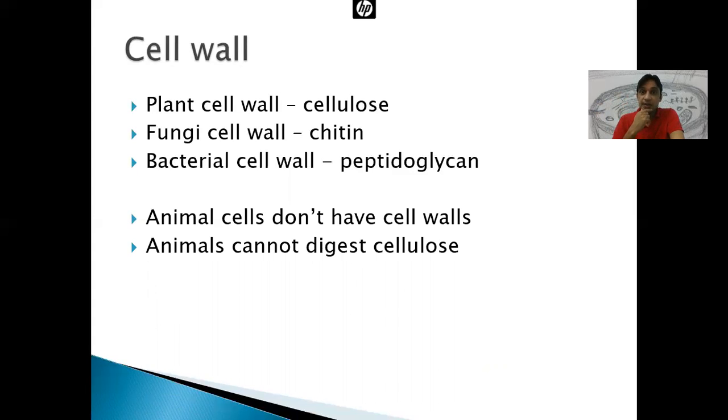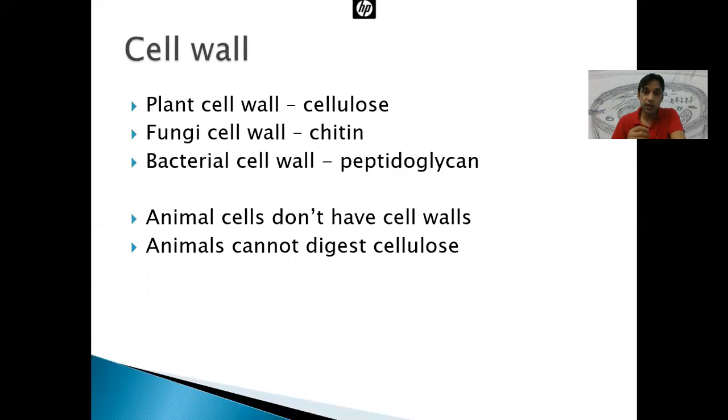So these are called fibers. You might have heard that term, the fiber present in the food. It is the non-digestible portion of the food, and it helps in the movement of the bowel.